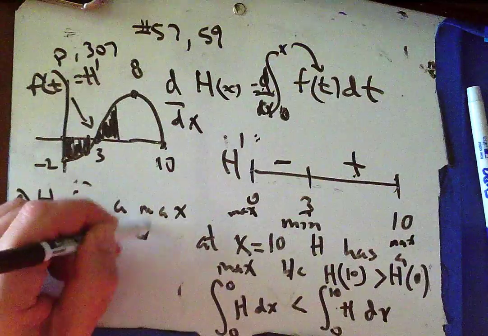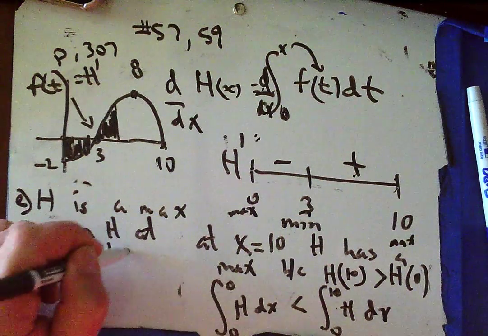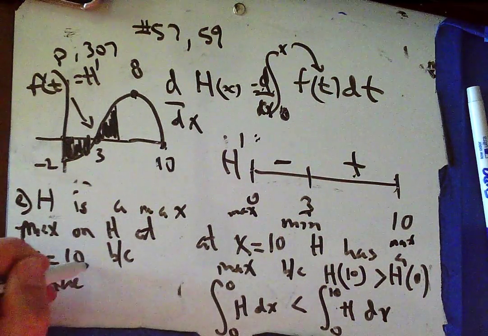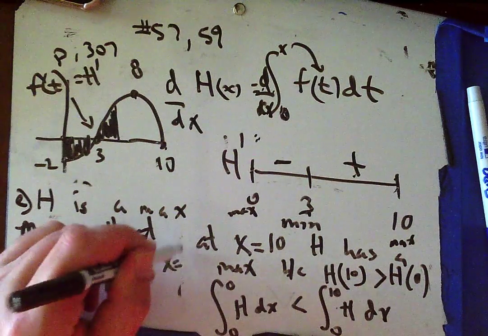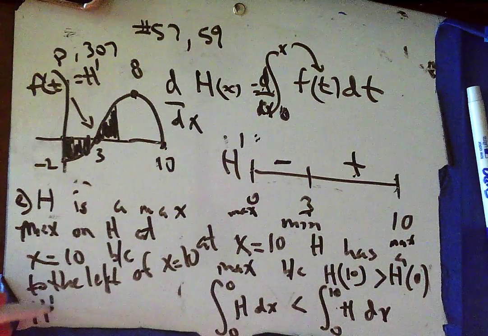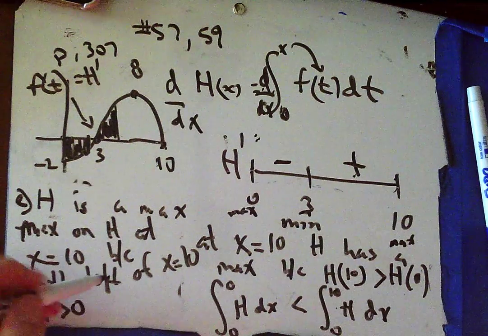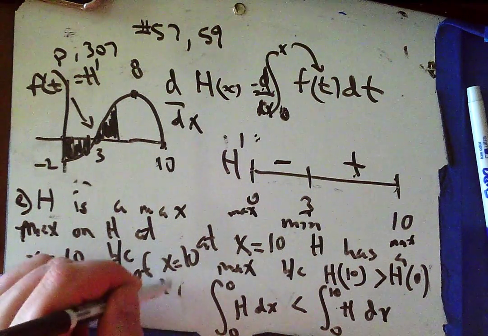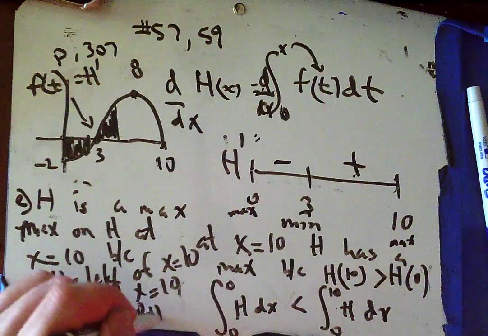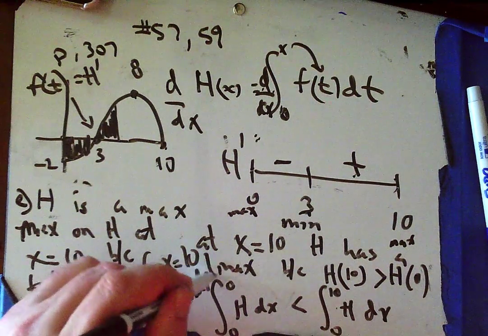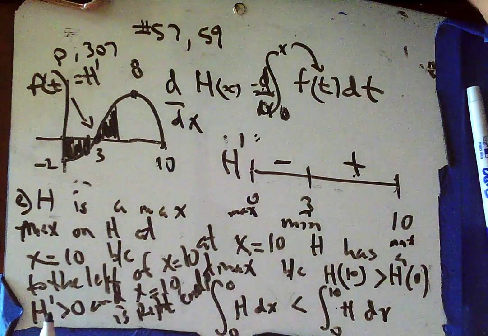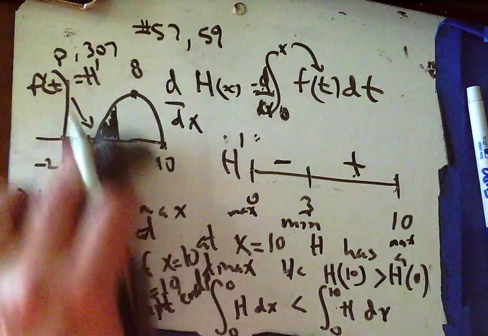on h at x equals 10, because to the left of x equals 10, h prime is greater than 0, and x equals 10 is the right endpoint. Okay? All right. So let's move on to 59. There was a part F, though. It asked where the min was, and we had already figured out where the min was, so I'm not going to worry so much about that.